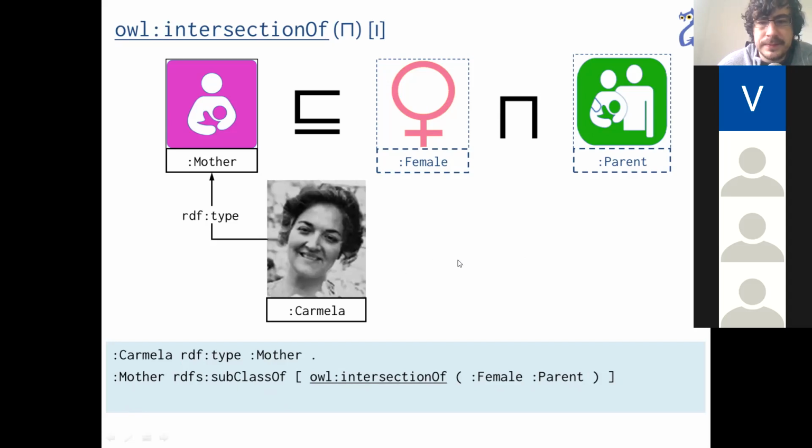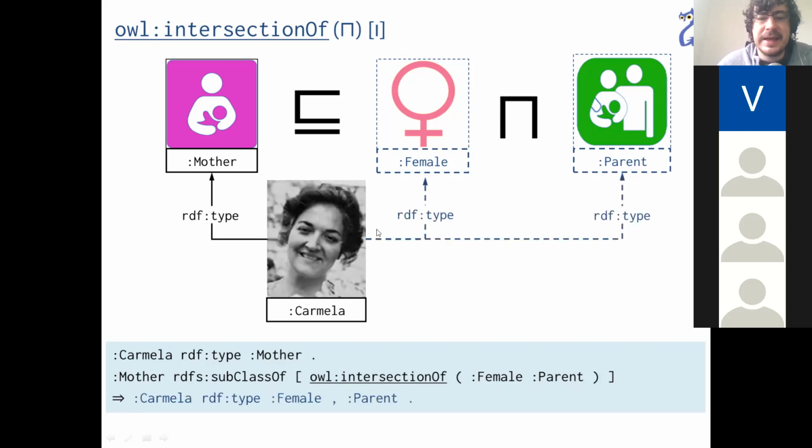That she's a female and a parent? Yep, precisely. Yeah, that she's of the types of these two things. So it's sort of like saying that mother is within the intersection of female and parent. So if we have something that's a mother, it must be within both of these classes. So this is intersection of.